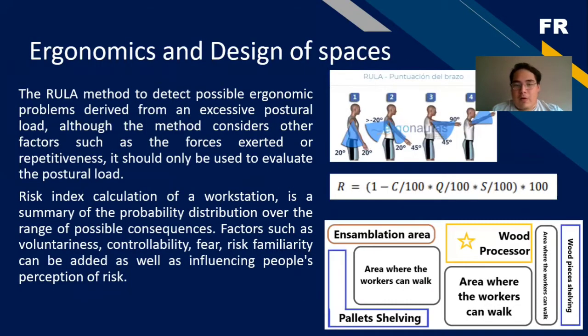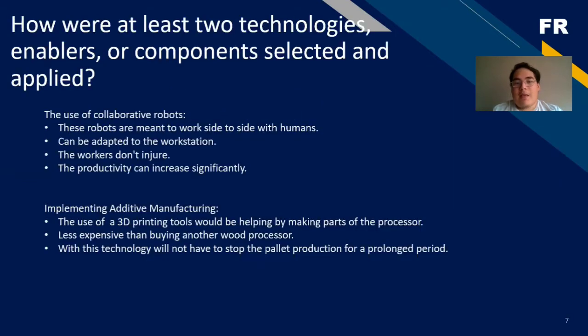In the aspect of ergonomics and design of spaces, the relevant methods to detect possible ergonomic problems, the risk from an excessive postural load, was used. The risk index should be used as a numerical analysis of the risk using probabilities and consequences that is summarized by a risk measure. With the help of this method, it helps to originate the new design of the space with the workstation. The use of collaborative robots. These robots are meant to work side by side with humans. In case of the previous stage, they can be adapted to the workstation.